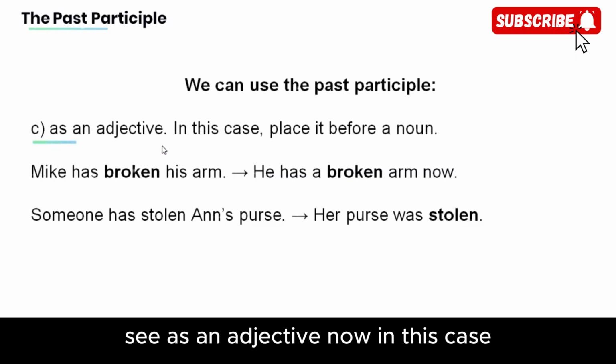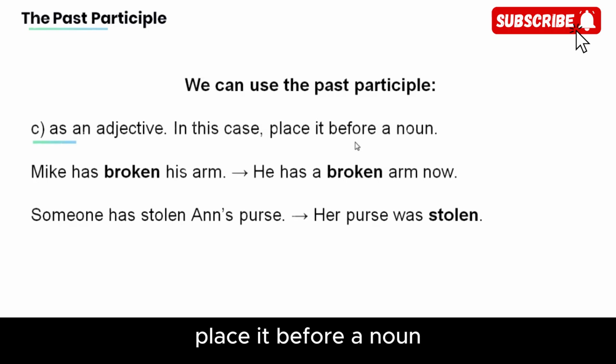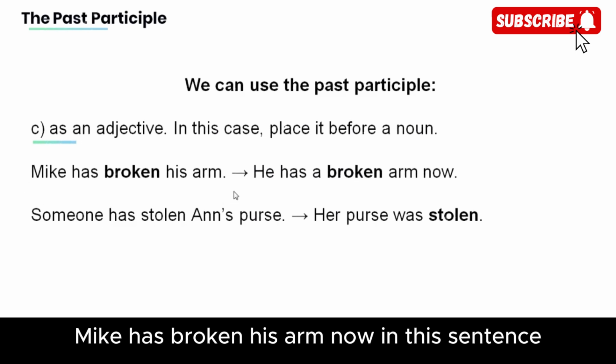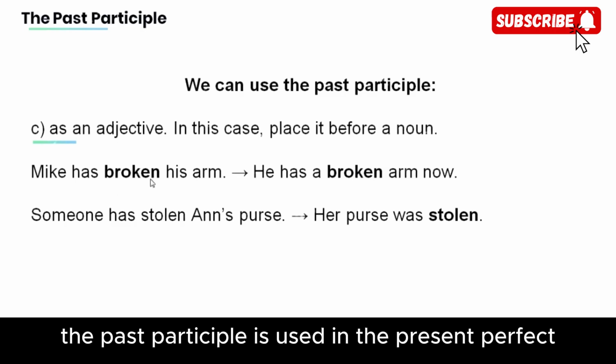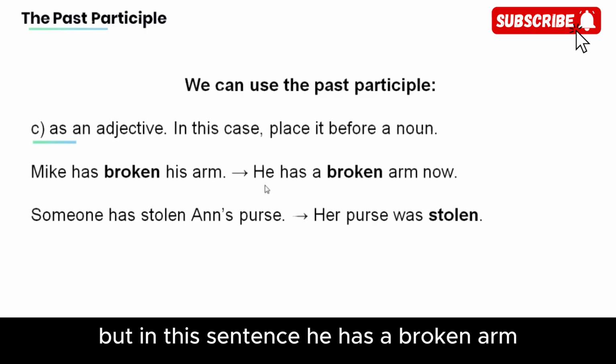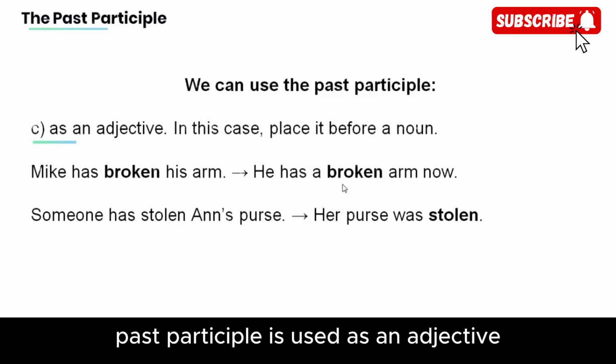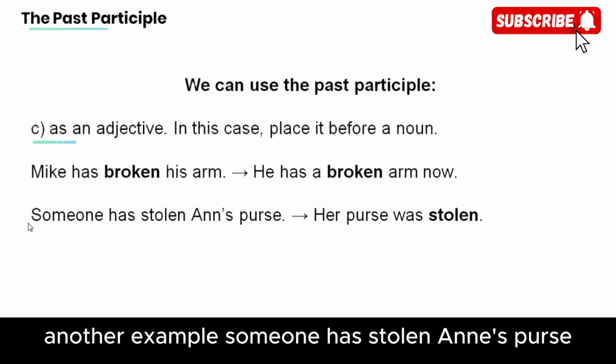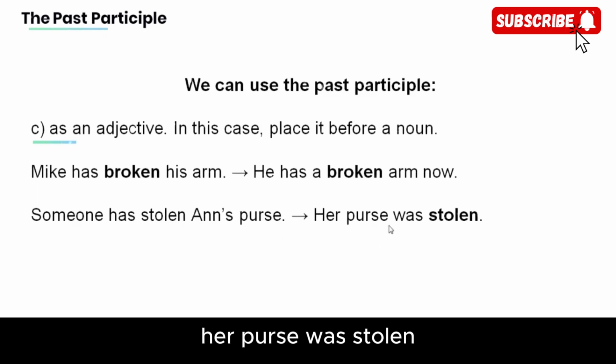And we can use the past participle as an adjective. Now, in this case, place it before a noun. Have a look at the examples below. Mike has broken his arm. Now, in this sentence, the past participle is used in the present perfect. But in this sentence, he has a broken arm. In this sentence, past participle is used as an adjective to describe the noun arm. Another example, someone has stolen Anne's purse. Her purse was stolen.